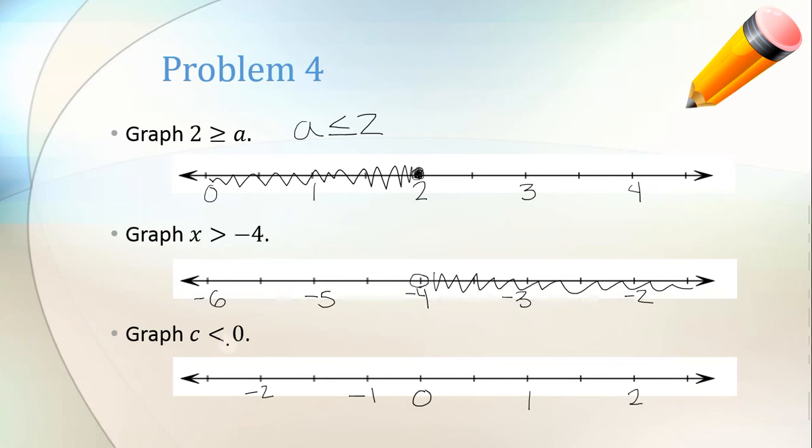So now, look at my sign. I'm going to have an open dot at 0. And I know that I need to shade to the left.